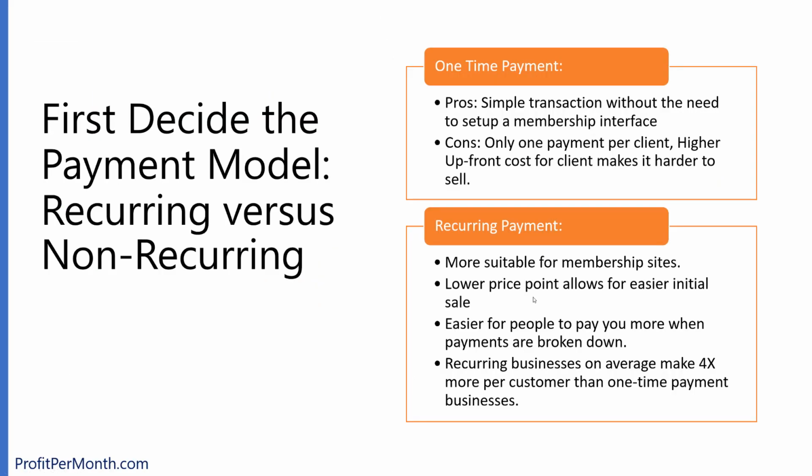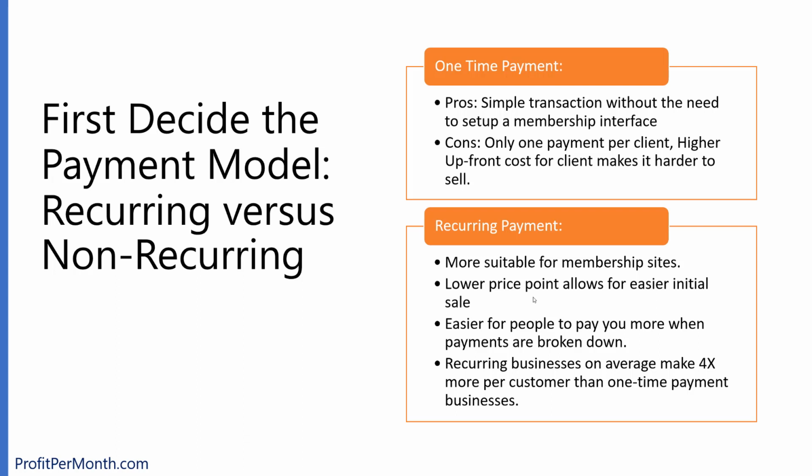What you first have to do is decide between two major payment models, recurring versus non-recurring. Non-recurring or one-time payment models are really simple. It's a simple transaction without needing to set up any sort of membership interface. All you have to do is set up a payment page where someone can buy your product, and that's it. The con to that is it's only one payment per client, and therefore you want to charge a higher upfront cost, which makes it a harder sell for some people.